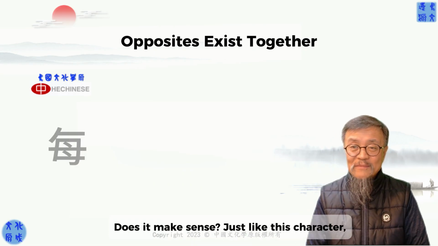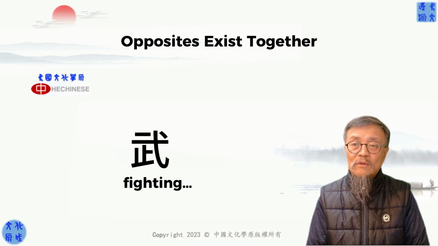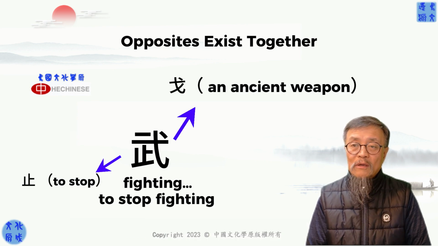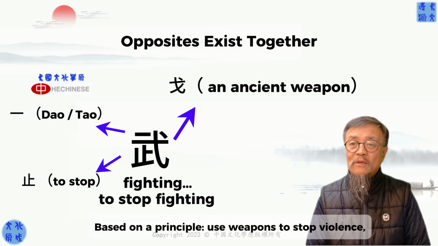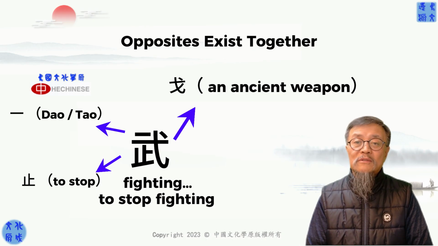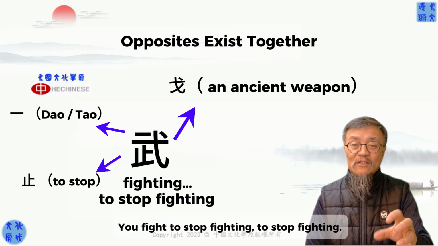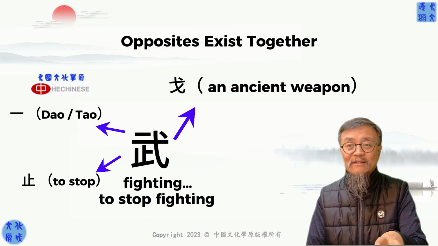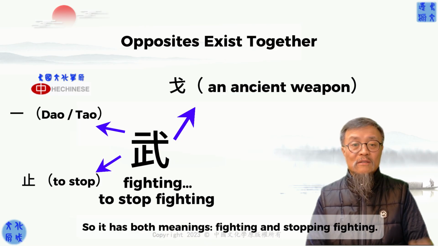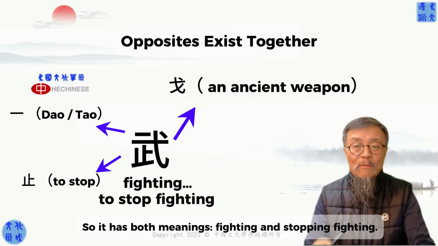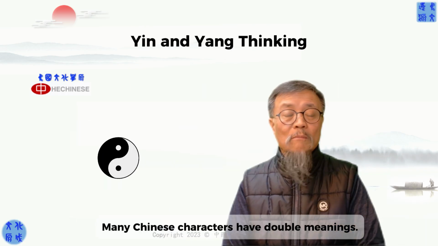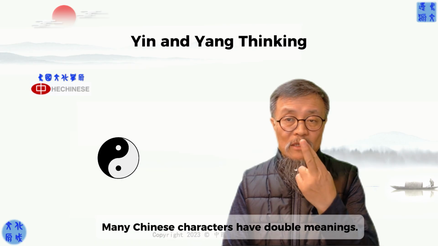Does it make sense? Just like the character 武, which means use the weapon to stop, based on a principle. Use force to stop force. You fight to stop fighting. You attack to stop attacking. So it has both meanings: fighting and stopping fighting. Many Chinese characters have double meanings.